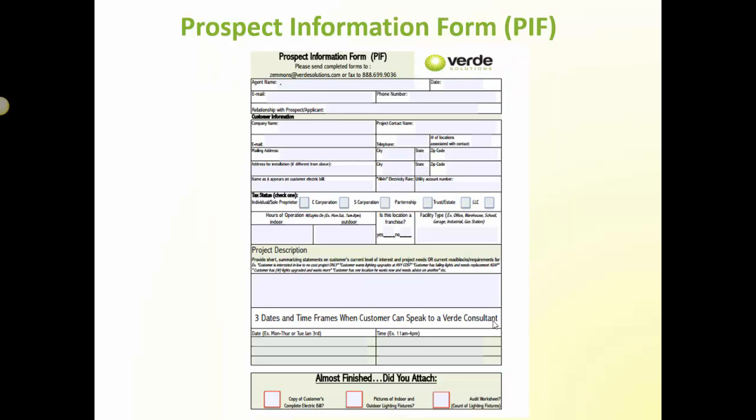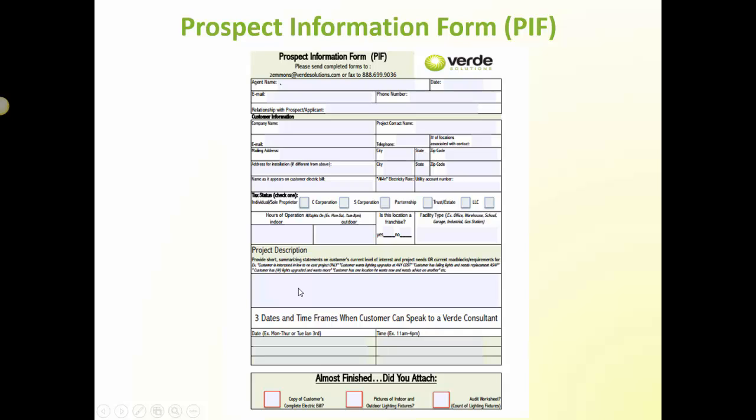Okay, so here's the prospect information form, or the PIF. At the top will be your agent communication information. Next below will be the customer information. Here's your hours of operation, indoor, outdoor. So very important. Project description. This is also very important.